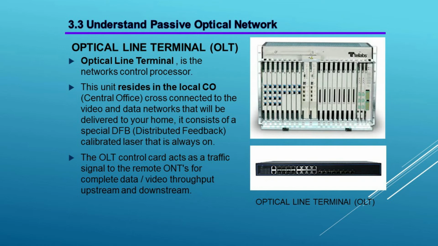Optical line terminal, OLT. The optical line terminal is the network's control processor. This unit resides in the local CO, central office, cross-connected to the video and data networks that will be delivered to your home. It consists of a special DFB, distributed feedback, calibrated laser that is always on. The OLT control card acts as a traffic signal to the remote ONTs for complete data and video throughput upstream and downstream.